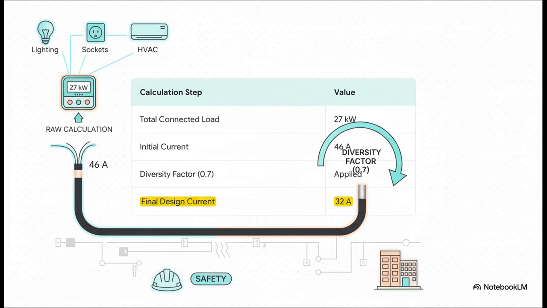So let's imagine for our building, we add everything up, lights, outlets, the HVAC system, and it comes to 27 kilowatts. That works out to about 46 amps. But, and this is key, we know everything isn't going to be on full blast at the same time. So we apply that diversity factor, bringing our final design current down to a much more realistic 32 amps.